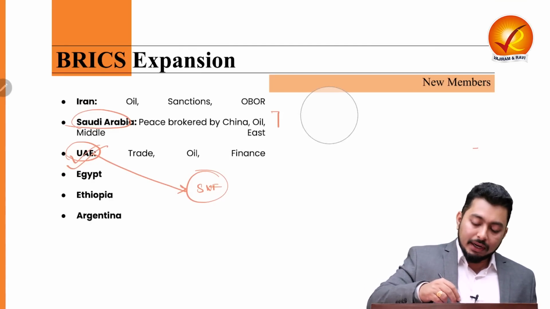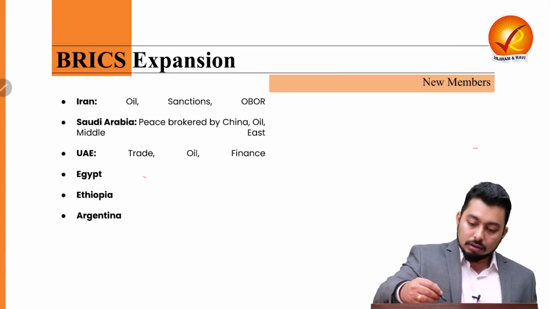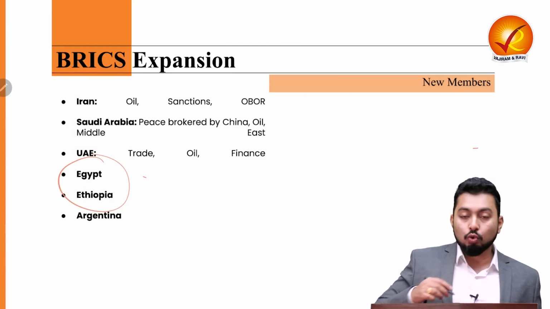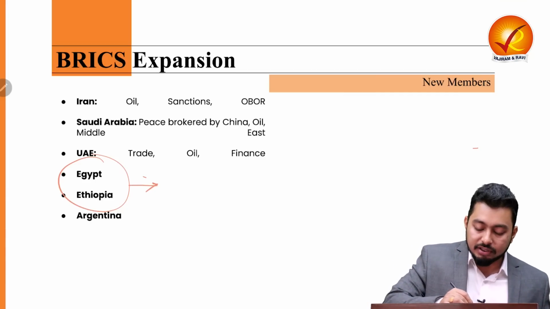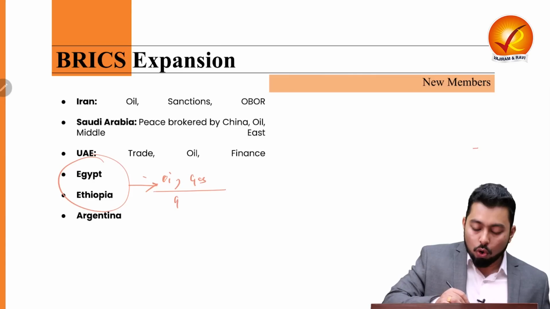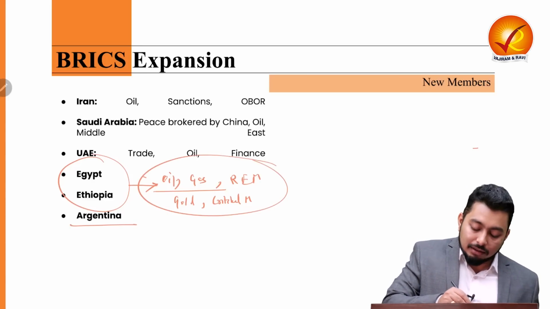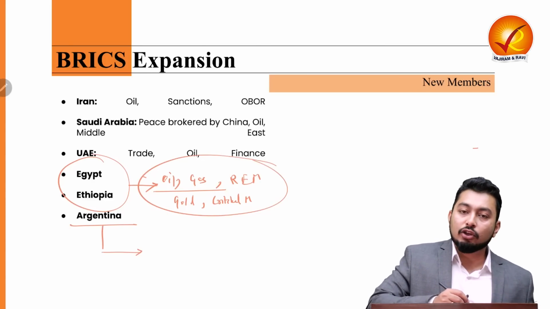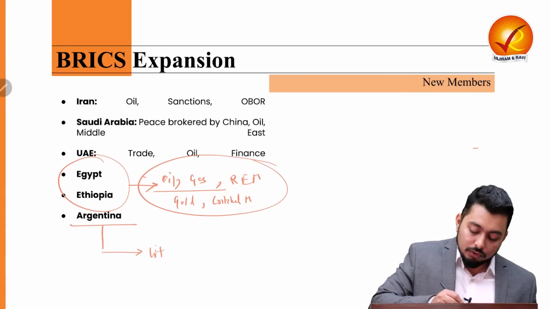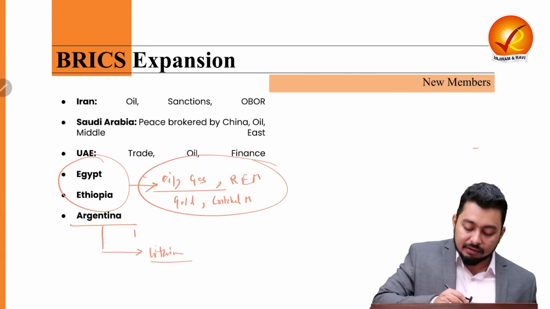Then when we look at Africa, the two nations, again, are resource rich, whether it is oil, gas, gold, critical minerals, rare earth minerals. And when you look at Argentina, it is under economic crisis, but it also has lots of lithium and rare earth.